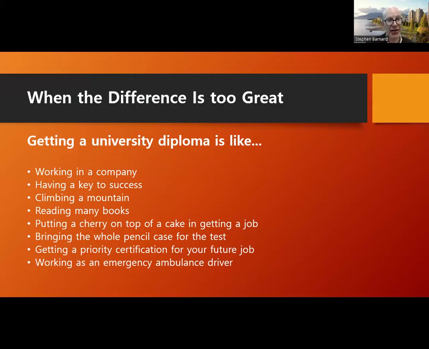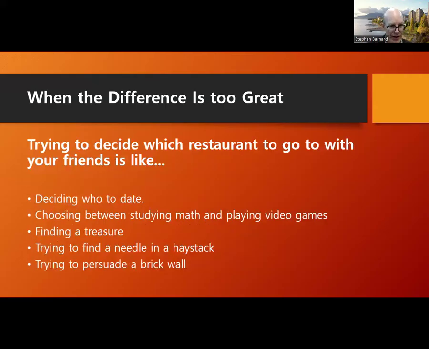I don't know why the student thought that getting a university diploma was relevantly similar to working as an emergency ambulance driver. But remember, I think here the differences are clearly too great. When you make an analogy on the midterm exam, please remember to keep the relevant similarities as strong as possible. You want to make a strong analogy. Trying to decide which restaurant to go with your friends is like deciding who to date. I can see the similarity, but the nature of it is too different.